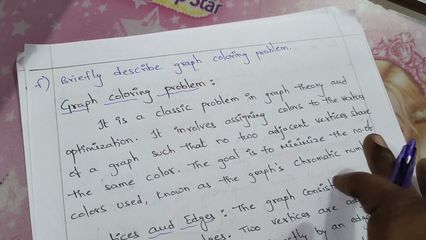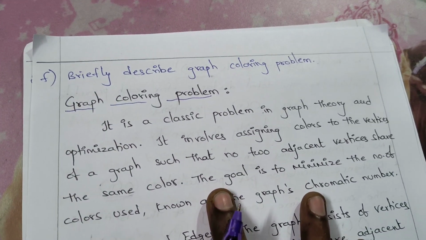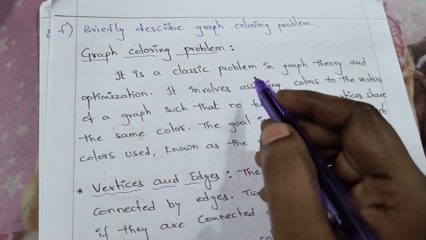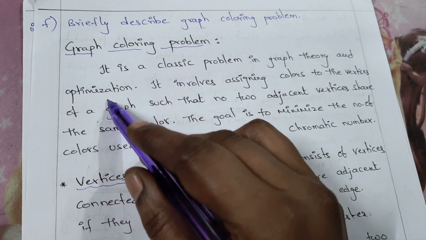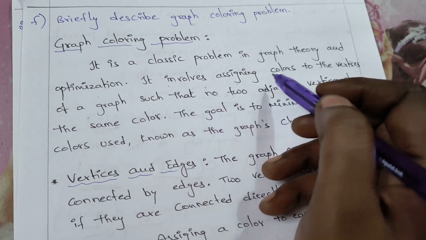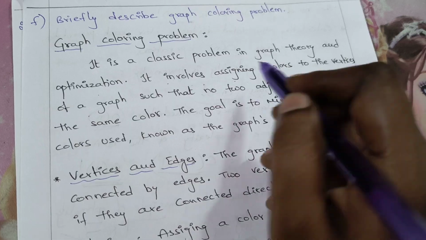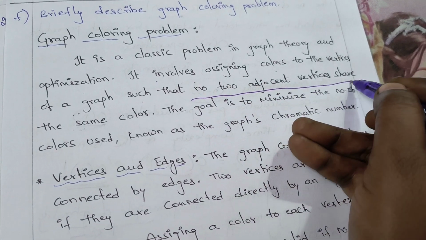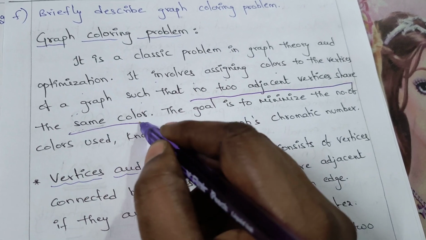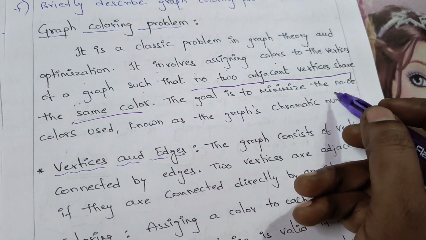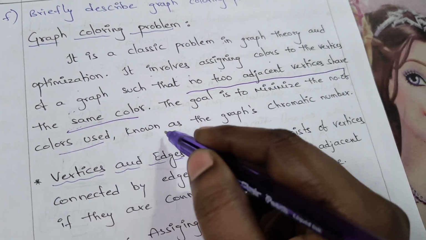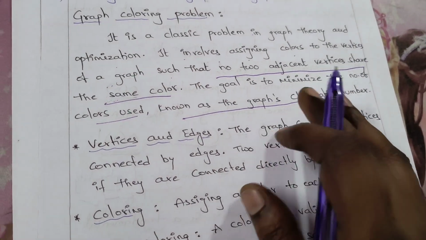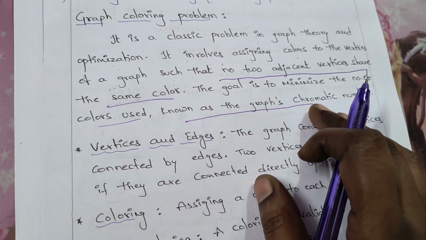The next question. Briefly describe the graph coloring problem. So what is the graph coloring problem? It is a classic problem in graph theory and optimization. It involves assigning colors to the vertices of a graph such that no two adjacent vertices share the same color. The goal is to minimize the number of colors used, known as the graph's chromatic number. Okay, this is the graph coloring.